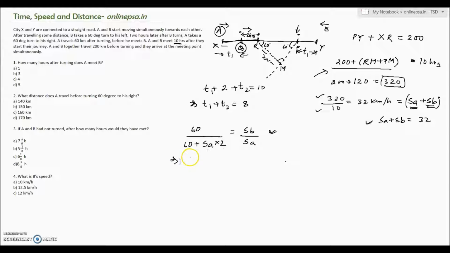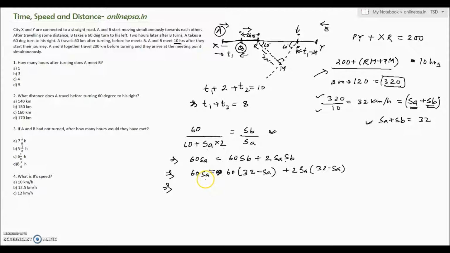So let us solve this equation. 60 SA is equal to 60 SB plus twice of SA and SB. 60 SA plus 60 SB. SB we can write as 32 minus SA. Sorry, this should be equal to plus twice of SA multiplied by SB, which is 32 minus SA. So we are trying to solve this one for SA.